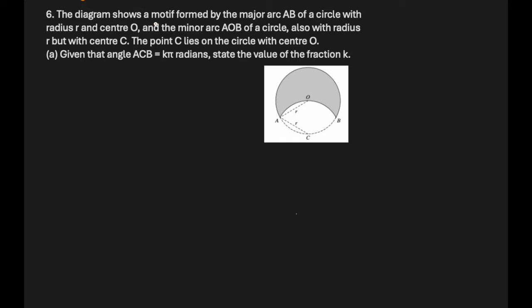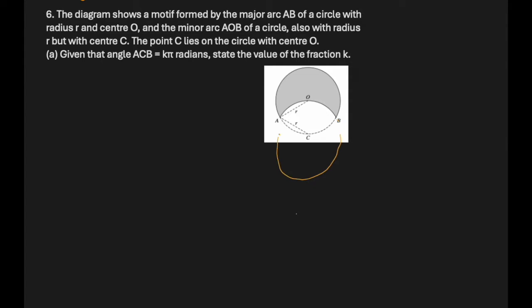The diagram shows a motif formed by major arc AB of a circle. Major arc AB of a circle. Which is minor arc? This AB. This dotted line is minor. Circle with radius R. So radius, we can see this. Center O. Good. The minor arc AOB of a circle also with radius R, but center C. From here also we draw a circle, and this becomes minor arc.